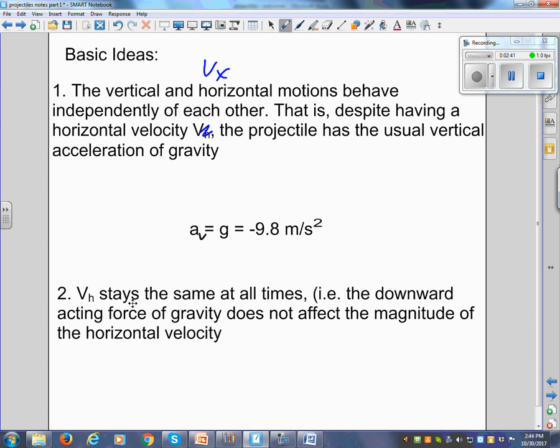You should also know that VH stays the same at all times. This is all review from Thursday. I wouldn't bother writing any of it. Horizontal velocity stays the same at all times. In other words, the downward acting force of gravity does not affect the magnitude of the horizontal velocity. As the object goes sideways, which way is gravity? Down. So the sideways motion isn't affected by the downward gravity. Is there any horizontal acceleration? There is not.